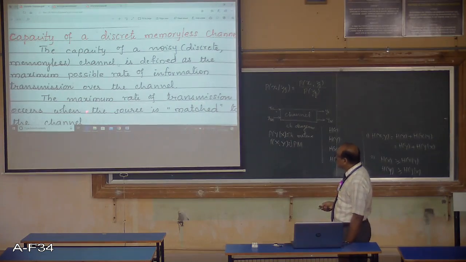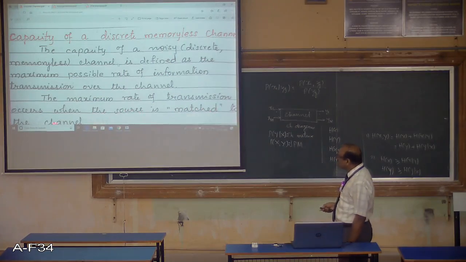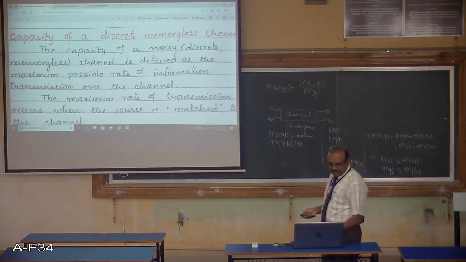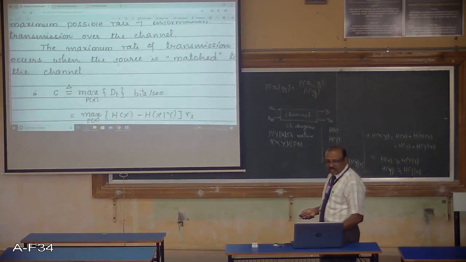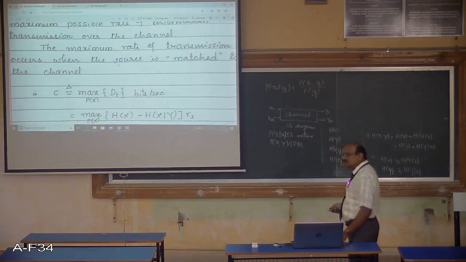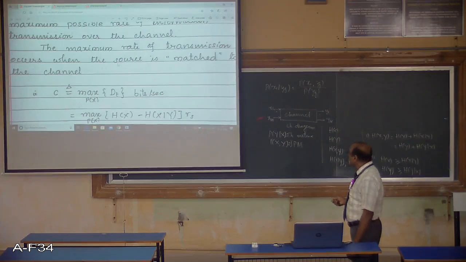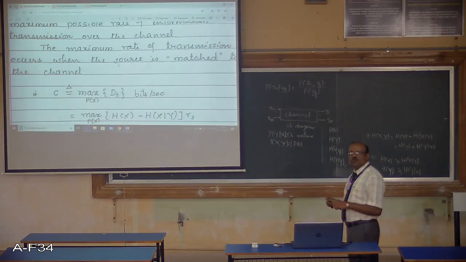Maximum rate is possible when the source is matched to the channel. Whatever is feeding this channel, the source, is matched to the channel. With respect to network analysis, we can think of the maximum power transfer theorem. When the source and the load match, the channel acts as a load and what is feeding the channel acts as a source. When these two match, there is a maximum power transfer.